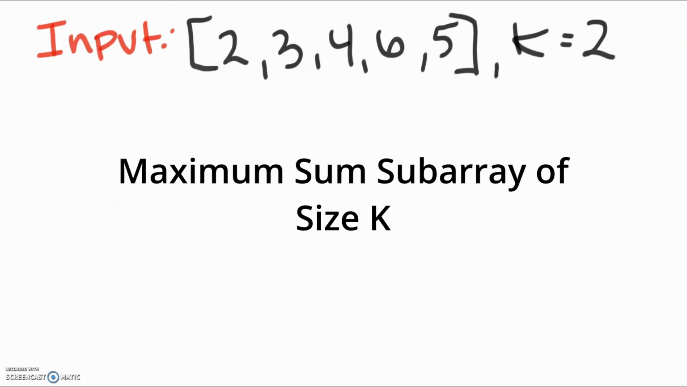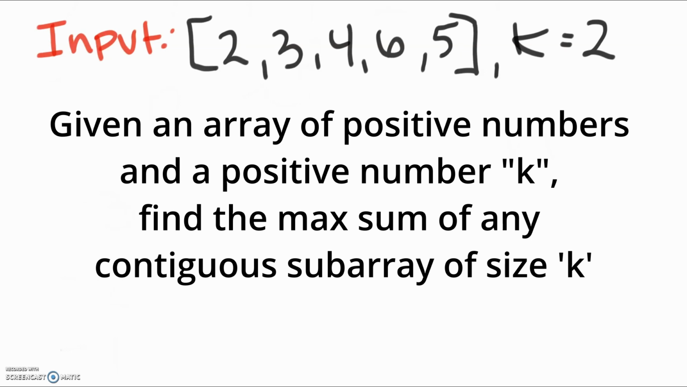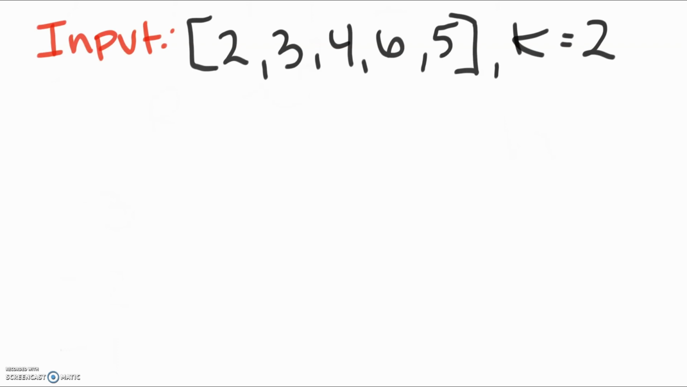Let's look at the problem maximum sum subarray of size k. This is an easy difficulty problem. Given an array of positive numbers and a positive number k, find the max sum of any contiguous subarray of size k. So what do we know? We can't skip any values in the array, and we also know what the length of the subarray is going to be. So we already know the size of our window is going to be equal to k.